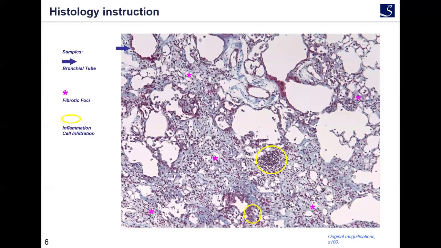Ashcroft score is graded using Masson's trichrome staining. Collagen is stained blue, nuclei is stained dark red to purple, and muscle tissues are stained red to pink. Blue arrow shows bronchial tube. Pink asterisks are examples of fibrotic foci. Yellow circles are inflammation cell infiltrations.